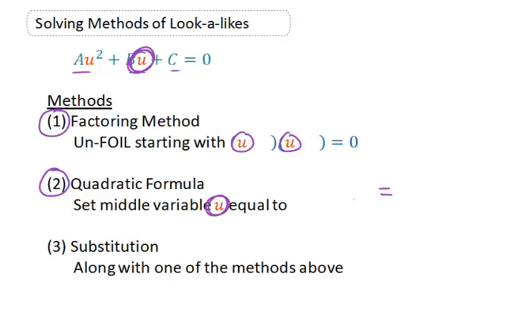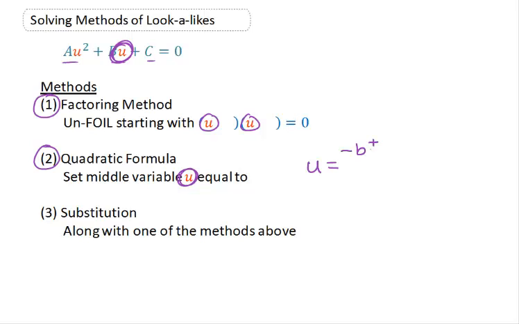Whatever that middle variable is, so in my example I have u, that's going to be what my quadratic formula is. So we would read it as u equals negative b plus or minus square root of b squared minus 4ac all over 2a. So whatever that middle variable is, that's what you need to set equal to the quadratic formula.